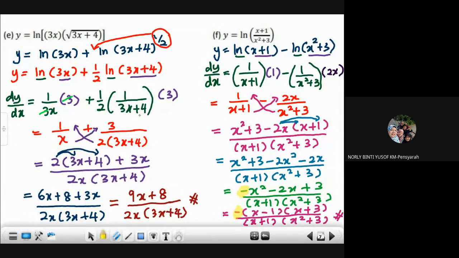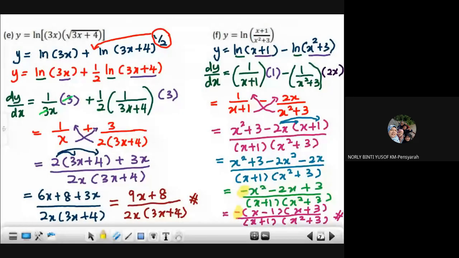Cuma ni partial lah, so jawapan partial, you must put in single fraction. So you have to rationalize the denominator, sebab dua partial kan. So buatlah arrow naik atas, darab, dan simplify, and you got the final answer as 9x plus 8 over 2x in bracket 3x plus 4. Okay, untuk F pun sama. Kita tak akan guna quotient rule sebab kita ada ln dekat depan.